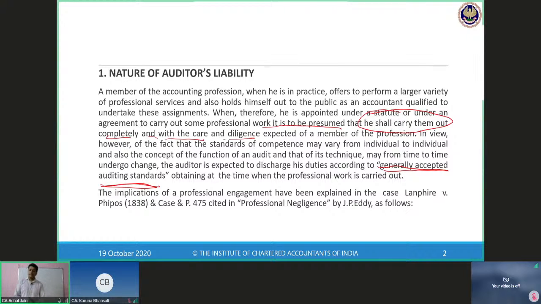So this is something which is very, very important, to be taken care of by the auditor. And that's why we are saying that the auditor should not be negligent in carrying out his professional responsibilities.